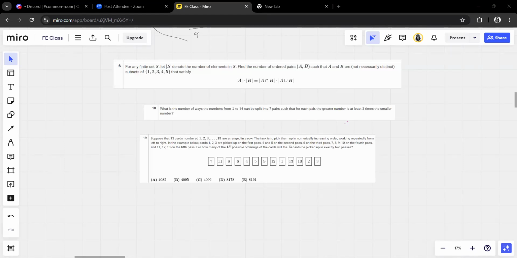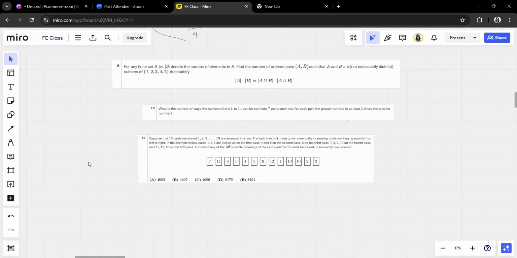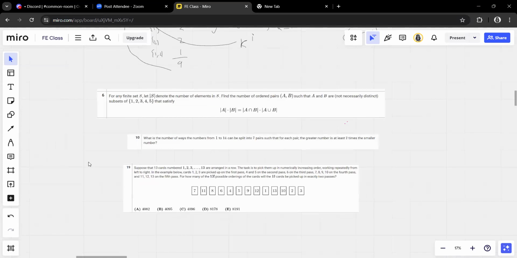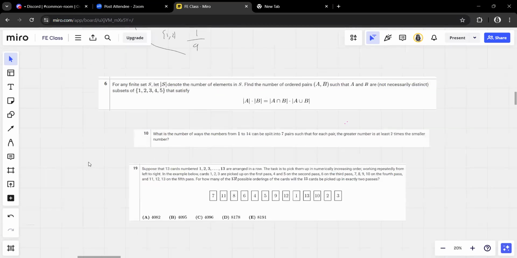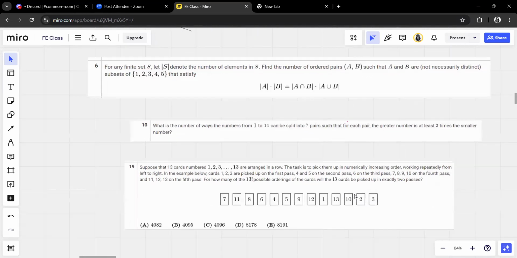If you have any approach that you think might work, feel free to unmute and have a discussion about it till then. Could you please zoom in a bit more? I can see the second question now. Yeah, thanks.